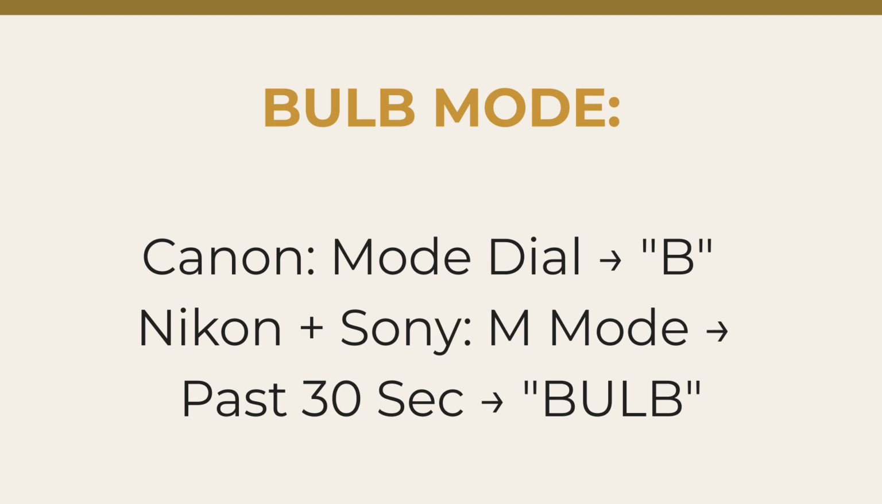For anything longer than 30 seconds, you're using bulb mode, and you need to use a remote release, not just holding down the button on your camera, because your hand on the button the whole time can shake the camera, even if you're using a tripod. On Canon cameras, bulb mode is the B on your mode dial. On Nikon and most Sonys, set your camera to manual mode and keep turning your shutter speed control until you pass 30 seconds and it reads bulb.